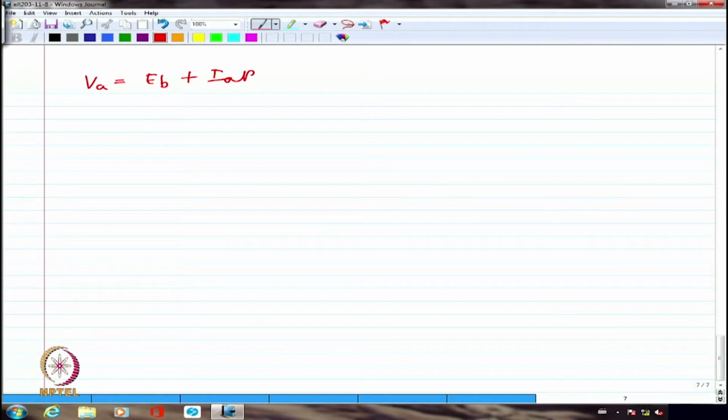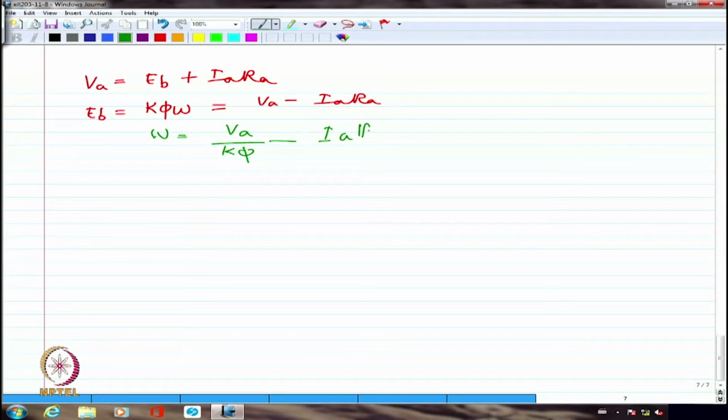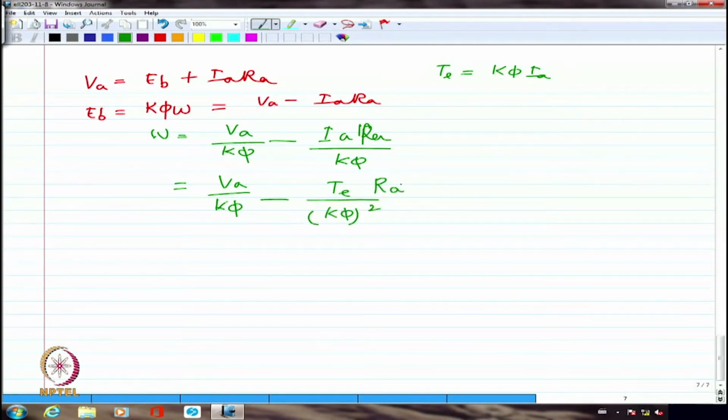Okay, so coming back to what we said actually as the EMF equation, which is VA equal to EB plus IARA, we can write EB, which is K phi omega, will be equal to VA minus IARA. Because of which I can write omega equal to VA divided by K phi minus IARA divided by K phi. But I also know that after all TE, the electromagnetic torque, is K phi IA. So I should be able to write this as VA by K phi minus TE divided by (K phi) whole square multiplied by RA. So we are substituting the expression for TE indirectly, and then we are just replacing IA by TE divided by K phi.